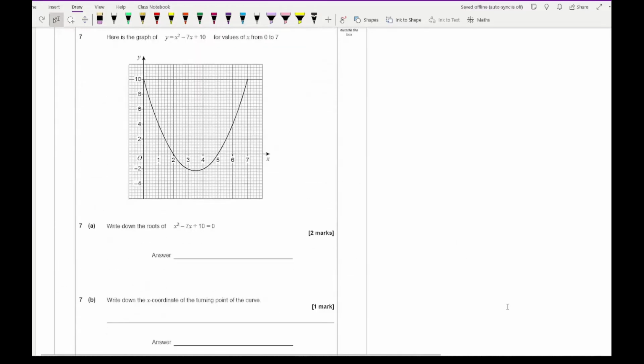Moving on to question 7, it says here is a graph of y equals x squared minus 7x plus 10 for the values of x equal to 0 to 7, and it says write down the roots of x squared minus 7x plus 10 equals 0. The roots are basically where it crosses the x-axis. As you can see, the answers to this are going to be 2 and 5. It then says write down the x-ordinate of the turning point of the curve. The turning point is here, and I would say that that's going to be around 3.